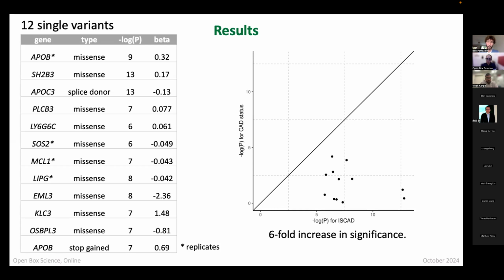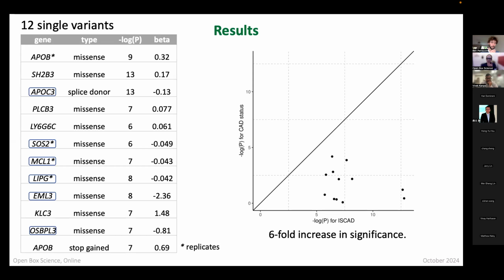And then when comparing the associations with CAD status, we see a six-fold increase in significance. This is only in genes or variants that were significant for ISCAD. So the question remains as to whether this increase in significance can be transferred to any CAD-linked gene or just to genes that are significant for ISCAD. But still, interesting preliminary results to see such an increase in significance.